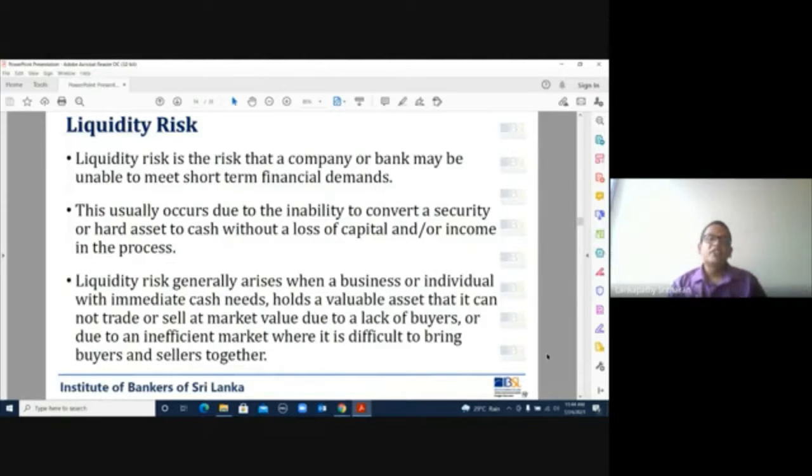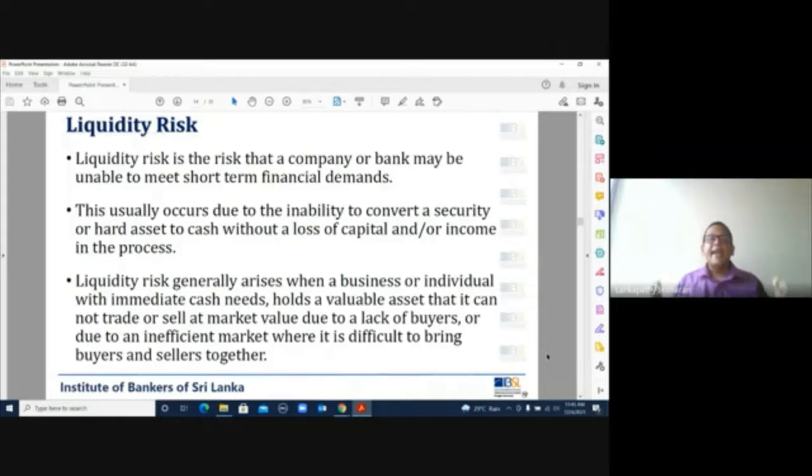The unusual occurrence is due to the inability to convert a security or hard assets to cash without a capital or income loss in the process. Liquidity risk generally arises when a business or individual with immediate cash needs holds a valuable asset that it cannot trade or sell at market value due to the lack of buyers, due to an inefficient market where it is difficult to bring buyers and sellers together. What does it mean? For the second and third bullet points, I am giving an example.